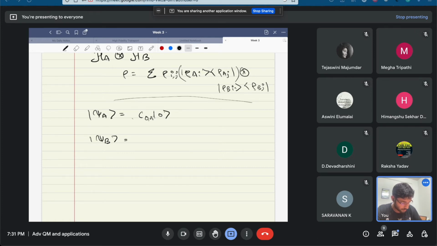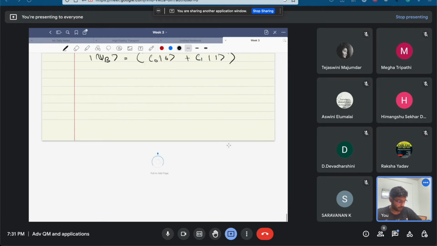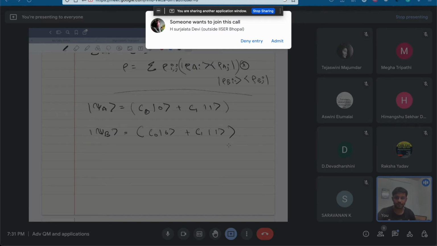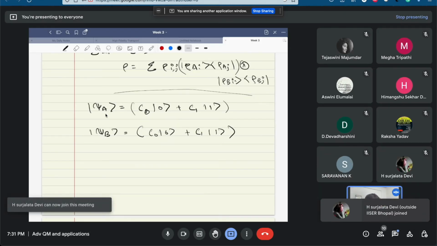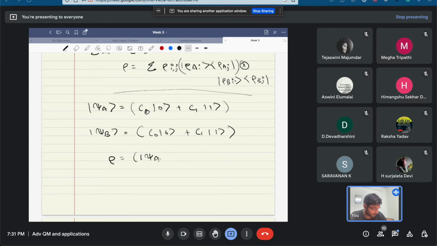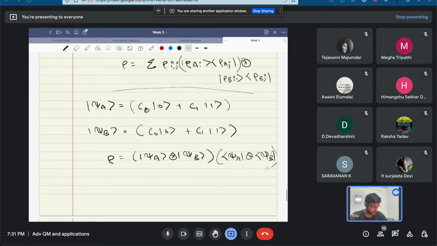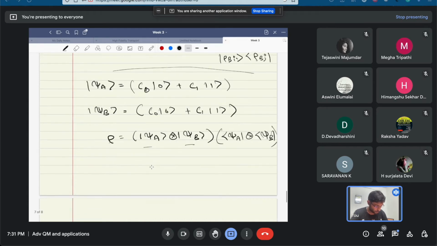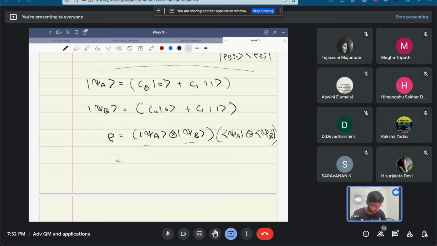Let's say for A, we write c0|0> plus c1|1>. So this is for A, and we have similarly d0|0> plus d1|1> for the B. Now, the density matrix for the complete system can actually be given in the form where you have psi A tensor product with psi B, and similarly the bra of psi A tensor product with the bra of psi B. What I'm saying is the second one is the B part, the first one is the A part. So let's say we just find the first half here with psi B.